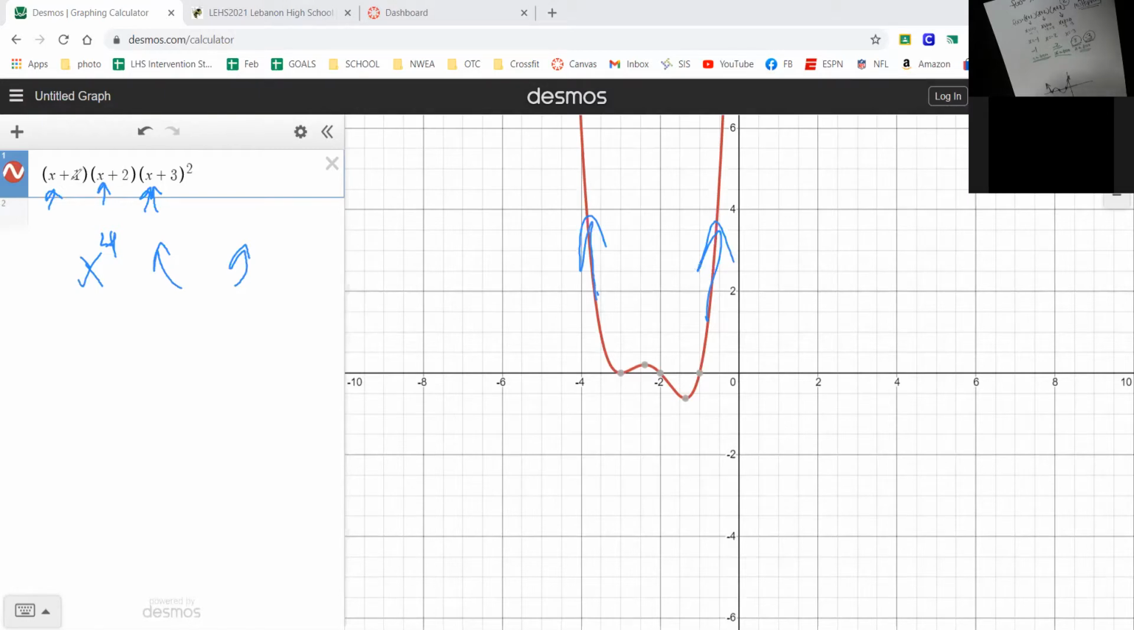My zeros are -1, -2, and -3. So -1, -2, -3. Because I have an even multiplicity, I'm not going to go through the axis. I'm going to bounce there.